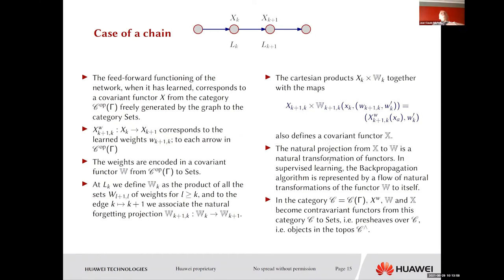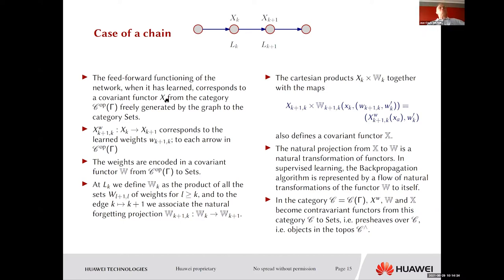Our way of considering it is, for example, in the case of a chain, what you have seen was a fully connected deep neural network. And we have shown that the best way of modeling it using toposes was by considering that each layer is an object of some site.